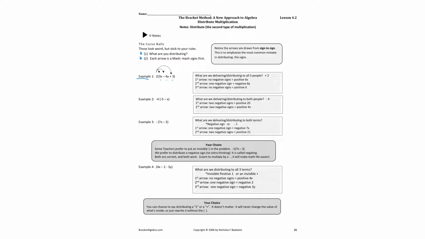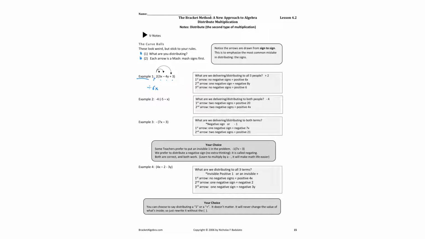So in this case, what are we distributing? It's a 2, but again, I want you to emphasize the sign. It's a positive 2, so it's not going to change anything when we do this. Alright, so first arrow, no negative signs, makes the whole thing positive. Again, you guys know we don't have to write the plus sign, but I'm just going to show it. Mash the numbers, 2 times 3 is 6. Throw in the peas and the carrots.